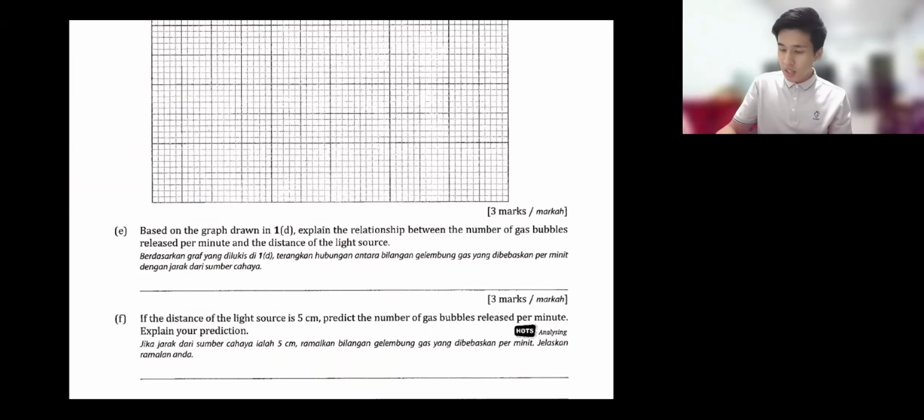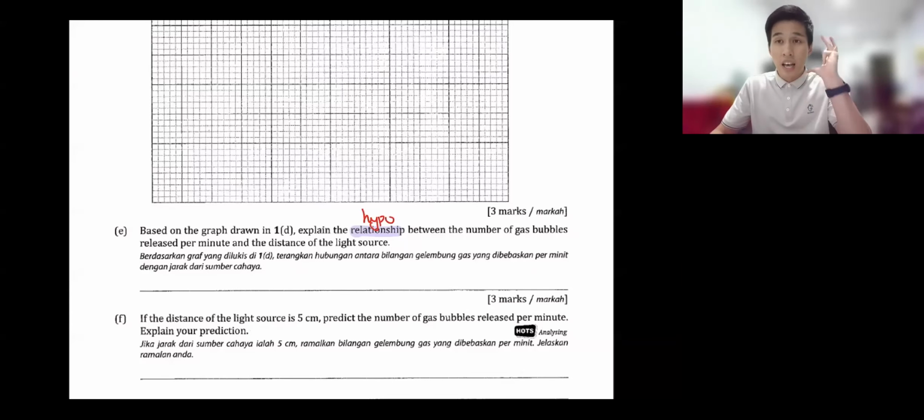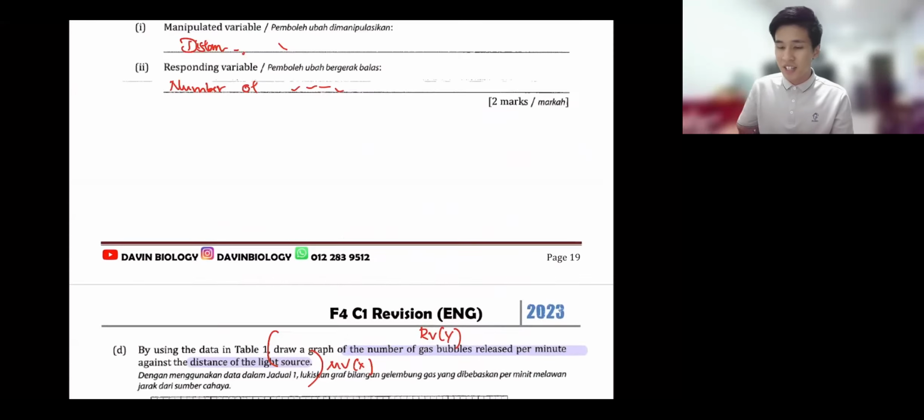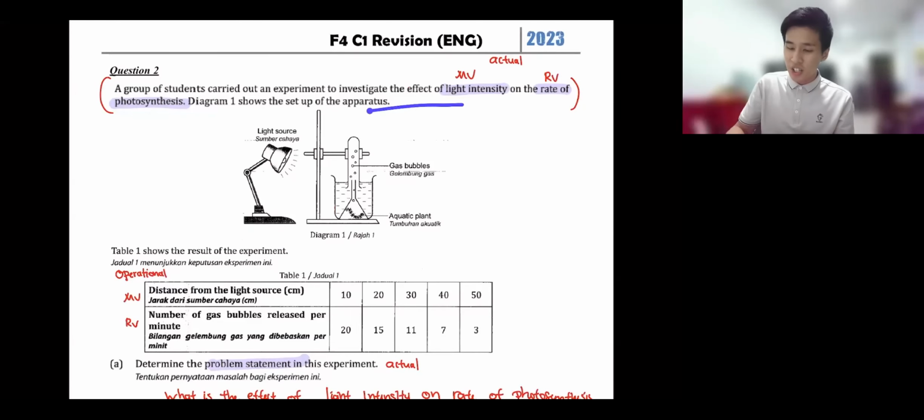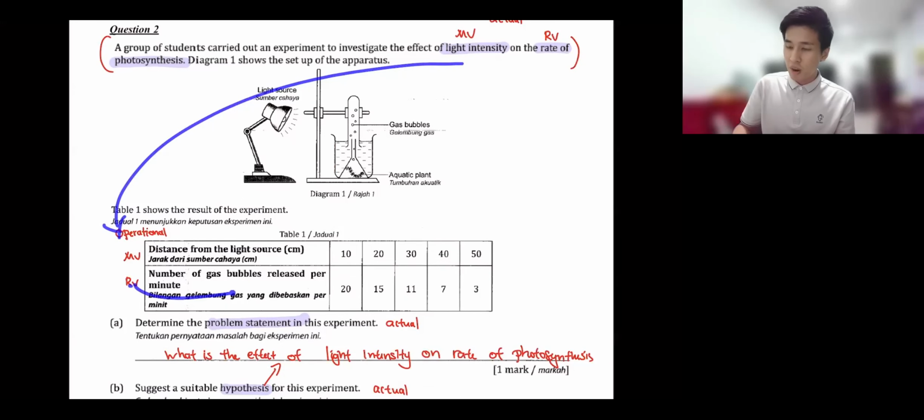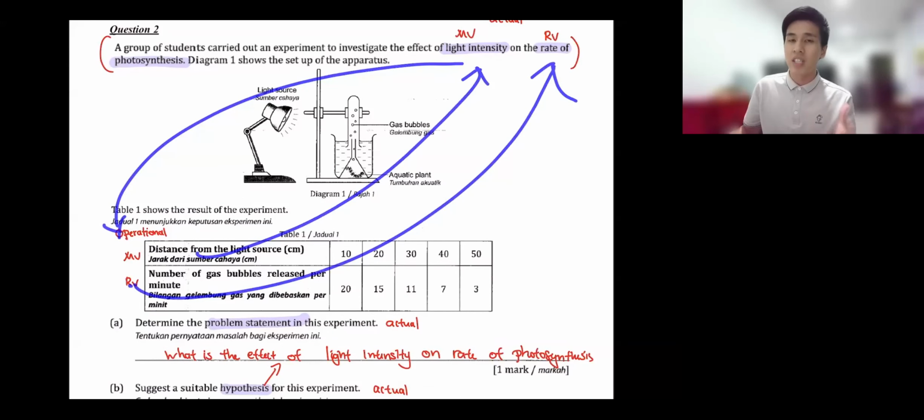Okay, and last one, explain the relationship between number of gas bubbles and the distance of light. This one is just like the hypothesis. As the what increases, the what increases. But instead of using light intensity and rate of photosynthesis, you use this one. Is the hypothesis accepted because the operational MV and RV is different than the actual? Yes, it's accepted because in the experiment, you just change it. But in the end, this represents this. So yes, it's still accepted.